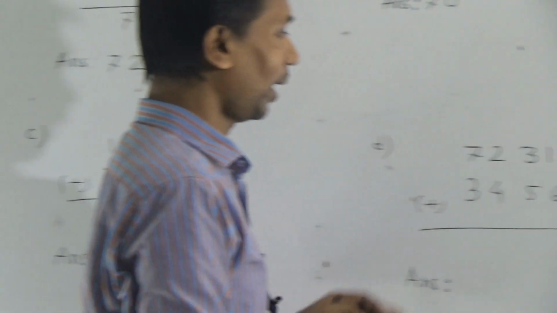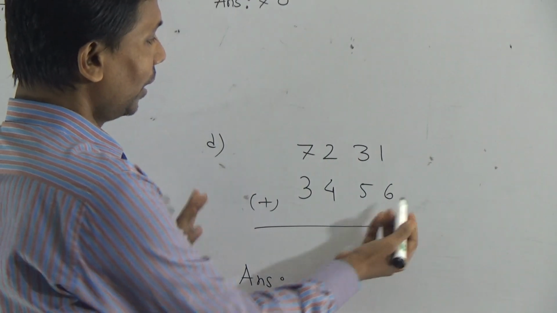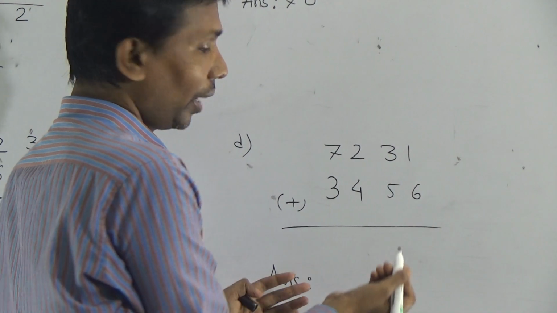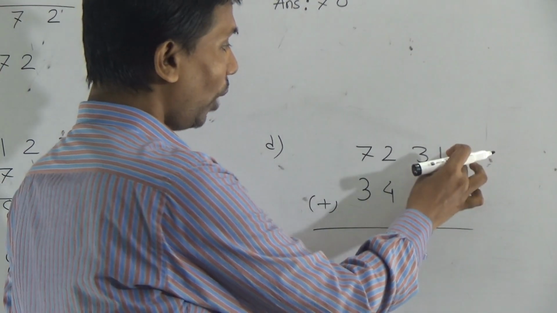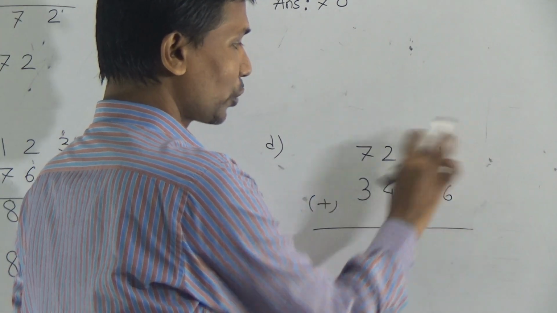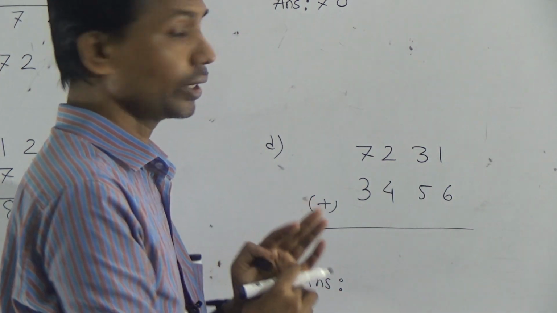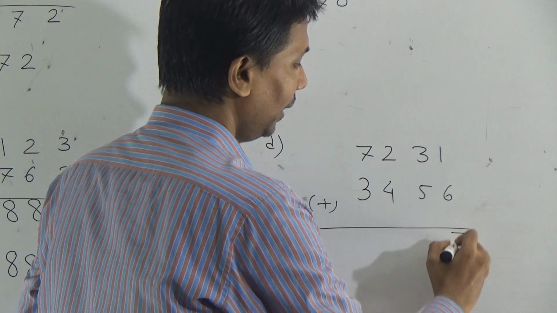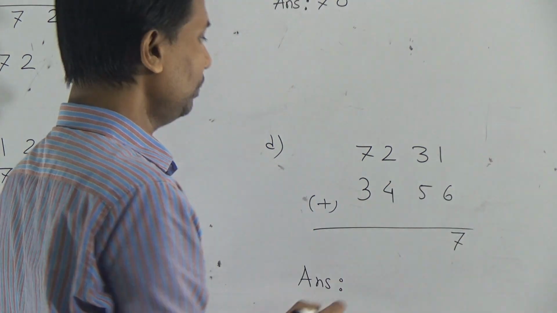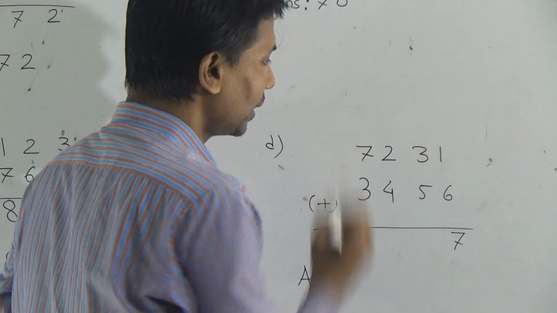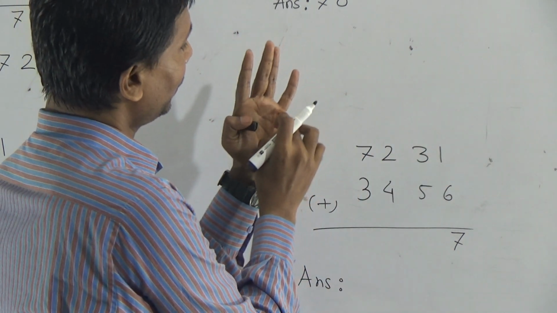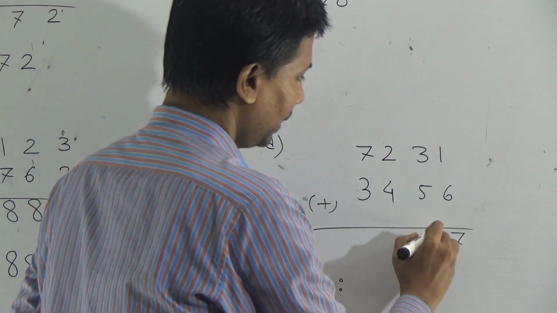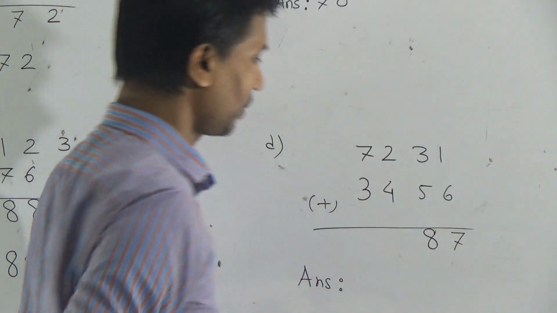Now D number. Look, you see this is 6 and 1. 1 plus 6 or 6 plus 1, same. 6 plus 1 equals what? 6 plus 1 means 7. Right here, 7. Then 5 plus 3 is equal to what? 5, 6, 7, 8. That means right here, 8.